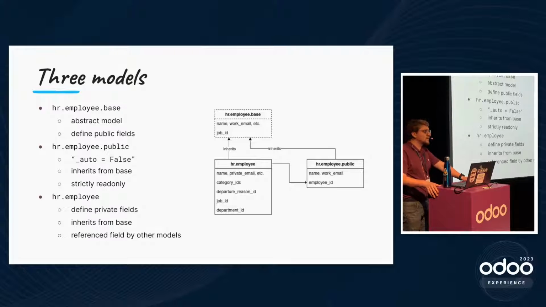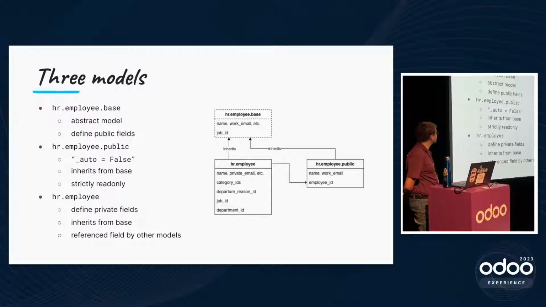Basically, we don't want to serve to the users private information about the employees. And for that, those 3 models allow us to handle that. The first model that we have is the employee base model. This one is abstract, and it defines every public field. That allows us to have every public field handled in one spot only, which is that model. And the two other models will inherit from this.